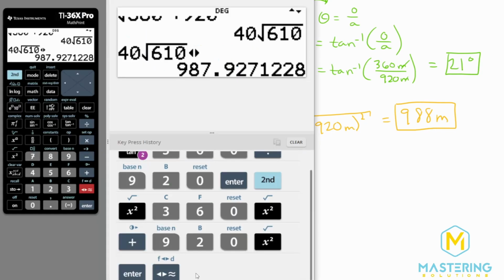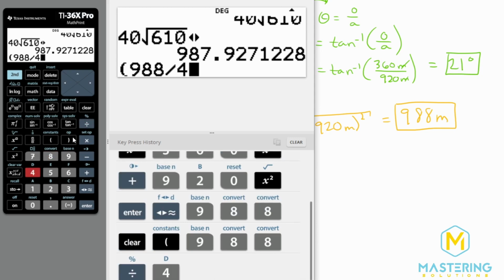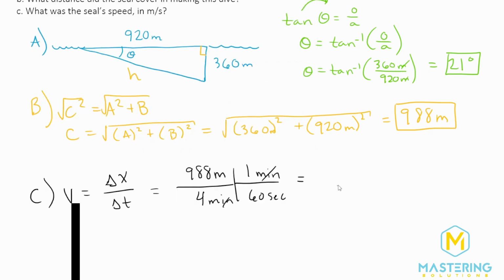So to plug that into our calculator, do 988 divided by 4, and then divide that by 60, which gives us 4.116, or 4.1 meters per second for the speed of the seal as it was diving.